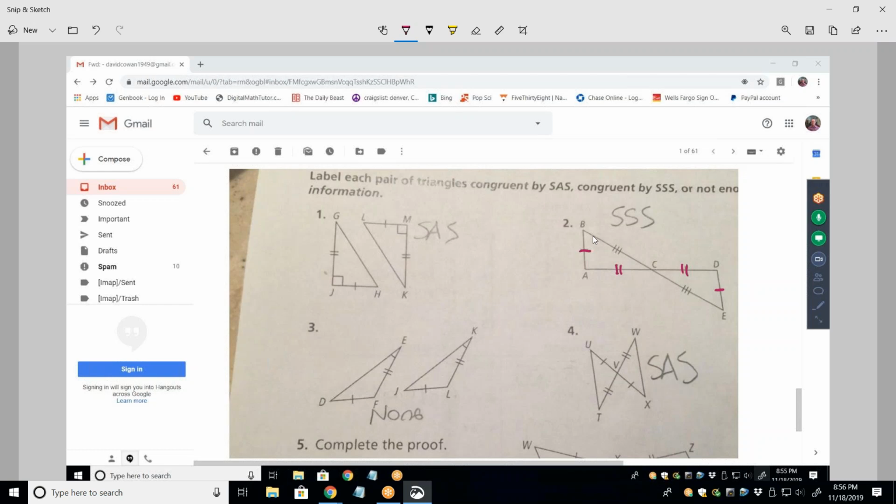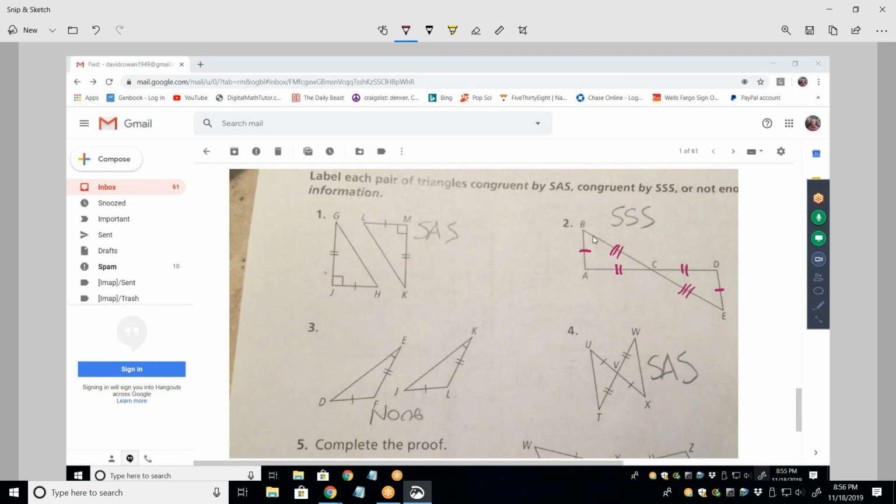Okay. And the third side uses 3 hash marks because BC is not the same as AB or AC. But it is the same as CE. That's why they both have 3 hash marks.